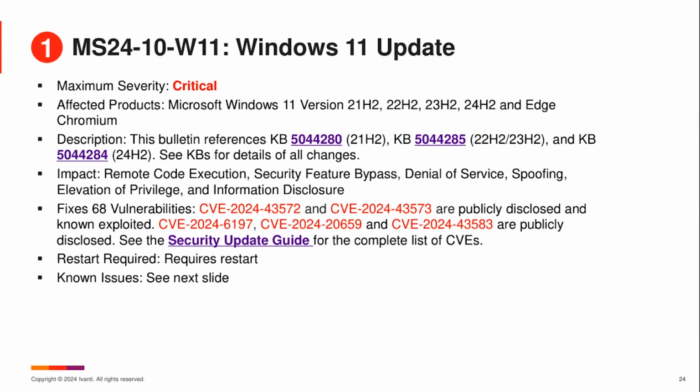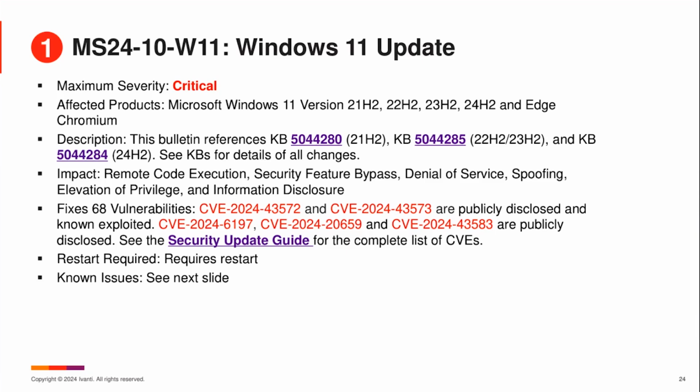Moving on to the Windows side, we did see a large number of CVEs addressed this month, starting with Windows 11, 68 different vulnerabilities. I did highlight in red the ones that Chris called out in his introduction. The first 2, 43572 and 43573, are the ones that are both known exploited and publicly disclosed, as Chris mentioned. And the other 3 there in red are the publicly disclosed ones.